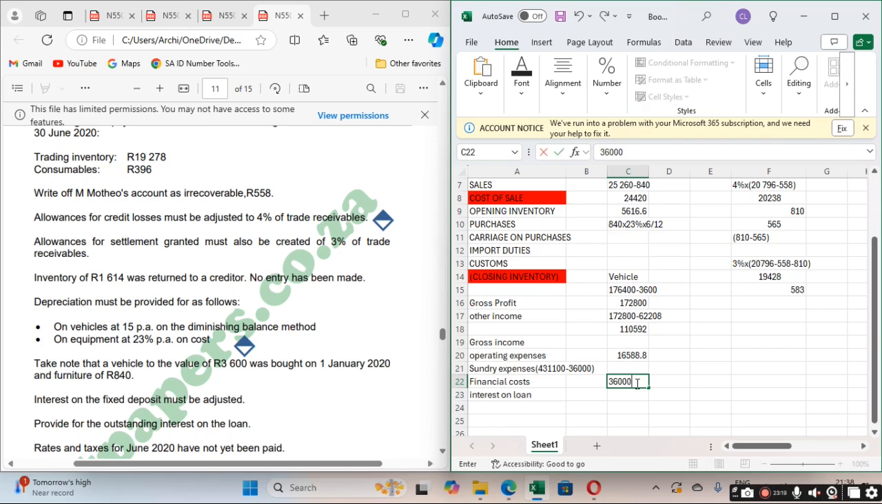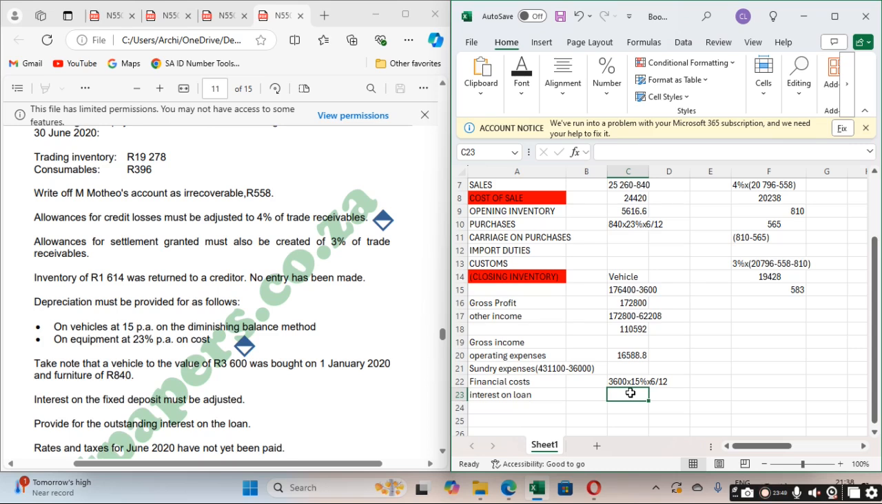3,600 multiplied by 15%, multiplied by the number of months. So it was bought 1 January also. So 1 January until 1 June is what? 6/12. So that's how you do that. So that's going to give you your answer, and then this is going to be your depreciation for new vehicles.